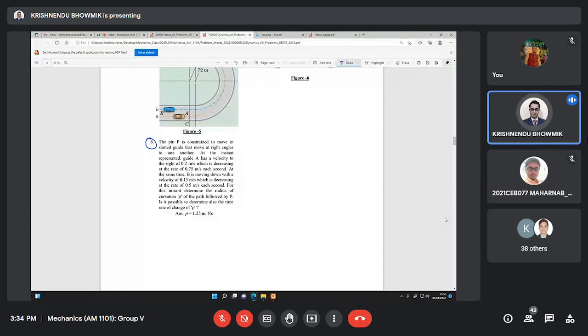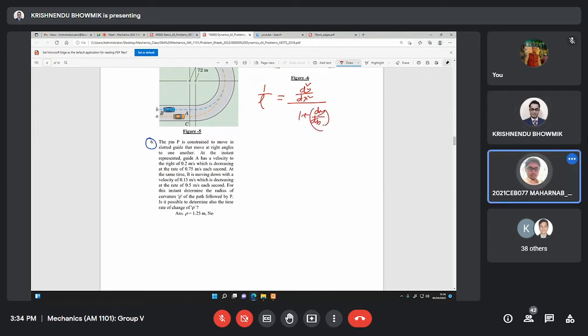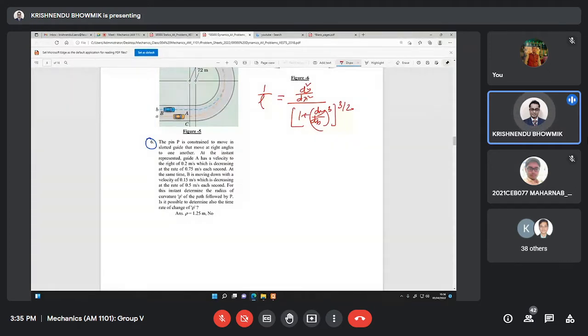So you want to use the formula? Tell me once again. 1/rho. Sir, 1/rho equals d2y/dx2 upon (1 plus (dy/dx) squared) whole to the power 3/2. Correct. But here, what is it told? Let me check. You want to calculate the rho value based on this formula.